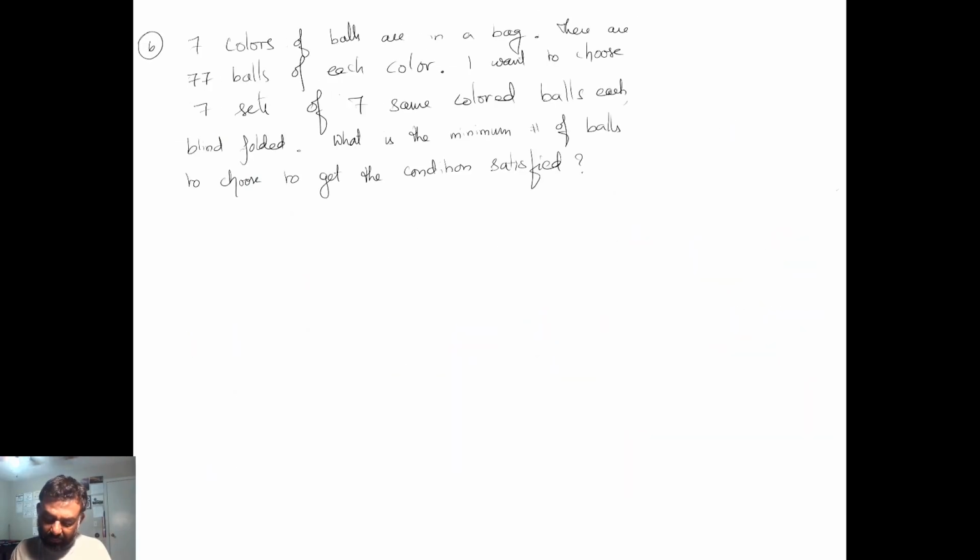This question says that there are, oh, I think we did this in class. Okay, there are 7 colors of balls in a bag. There are 77 balls of each color. I want to choose 7 sets. Okay, each set should have 7 of the same colored balls.